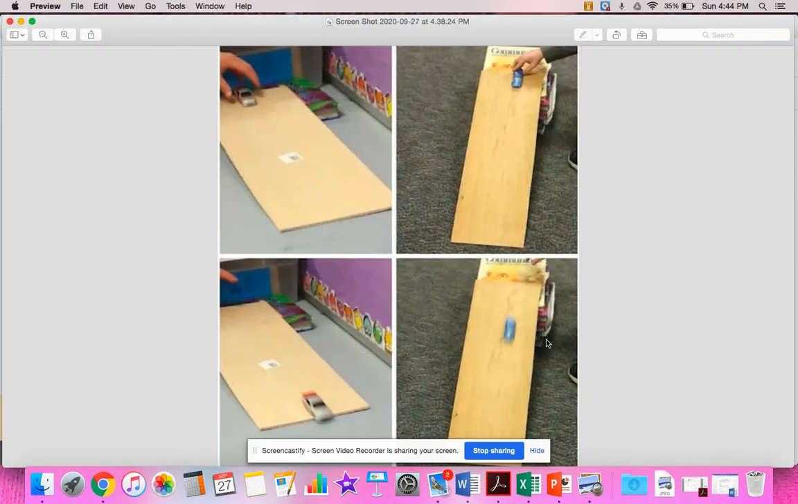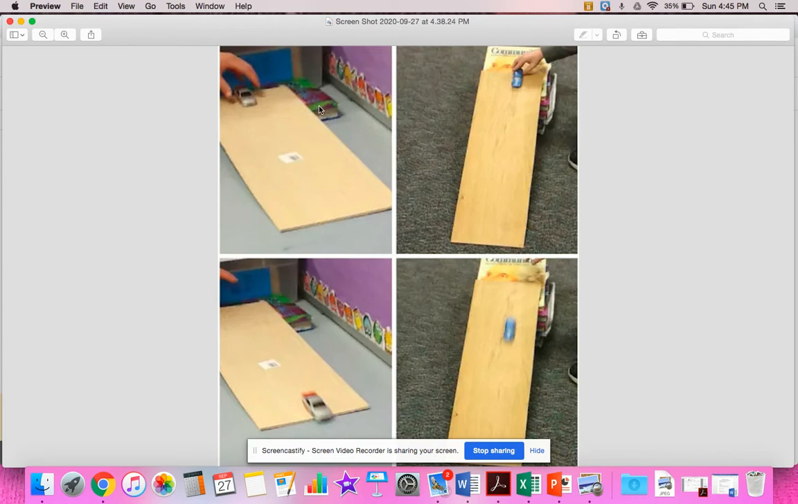In my project, I was looking for what would go further, a higher ramp or a lower ramp, which car would travel the furthest. In the very first part of my experiment, I found that a higher ramp would cause the car to go further than a lower ramp. And I did this based on how many books.